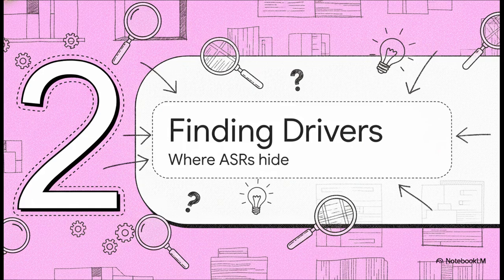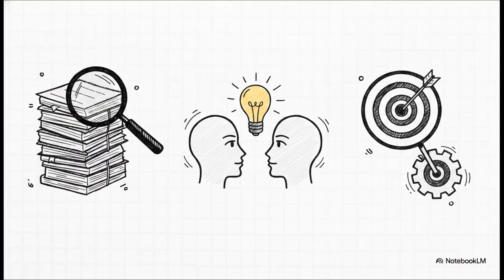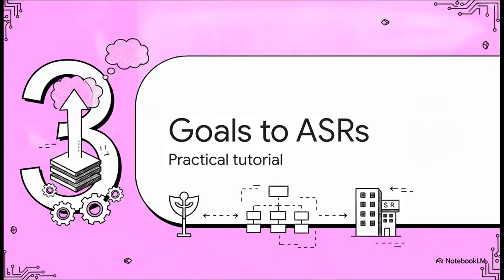Moving right along to Section 2, finding architectural drivers. Where do these crucial ASRs actually hide, and how do we systematically extract them? You essentially have three primary hunting grounds for ASRs. First, requirement documents, where you're looking for priority rankings. Second, interviewing stakeholders, which is usually done through structured brainstorming called quality attributes workshops. And third, understanding business goals, where we use frameworks like PALM to derive hard technical needs from really broad business aspirations.